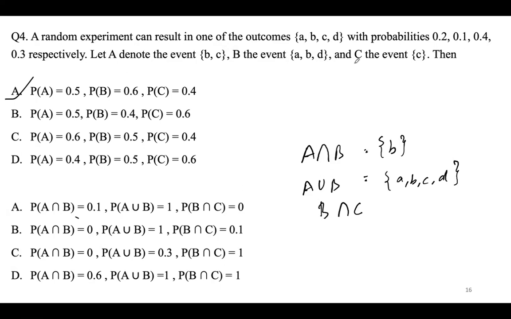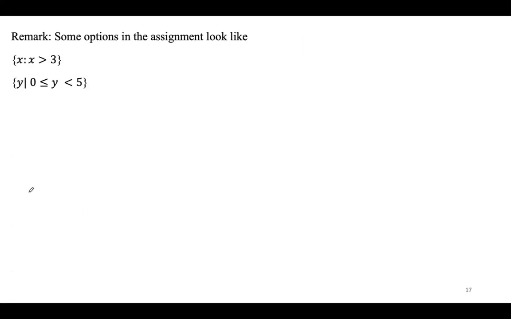And then B intersection C, there's nothing common, right? So B has a probability of 0.1. All of them add up to 1, and the null set is obviously zero, right? So again, you have option A correct here. All right.